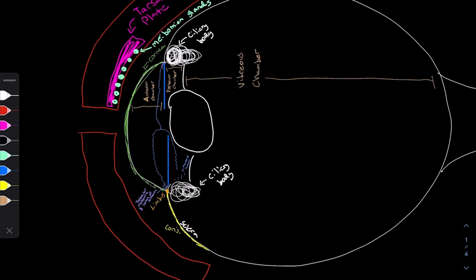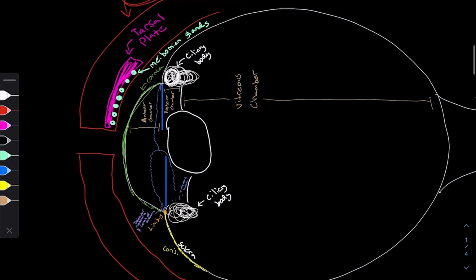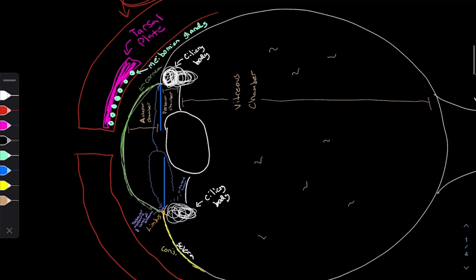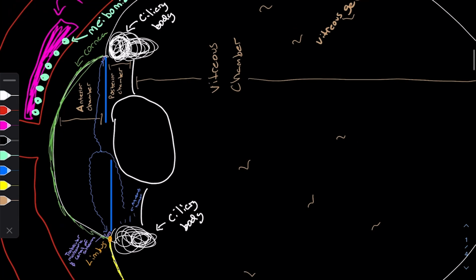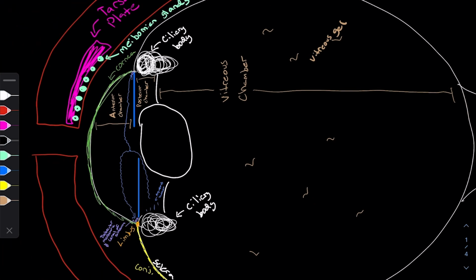And then moving backward into the vitreous chamber. So even though the anterior and posterior chamber are filled with the aqueous humor, it's more watery. The vitreous chamber is filled with something called vitreous gel. So as you can imagine, it's gel-like. It's important for it to stay that way. If it liquefies, you can actually get some pathology from that.